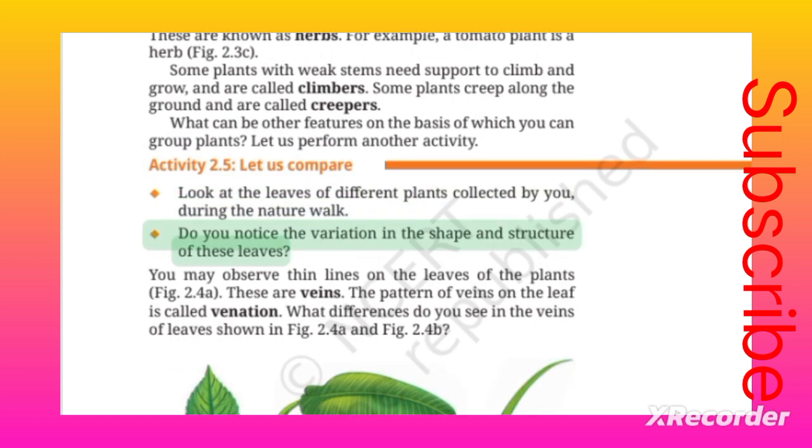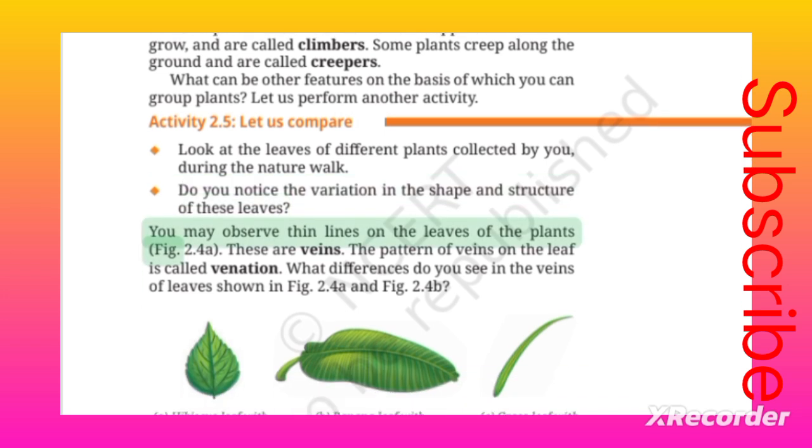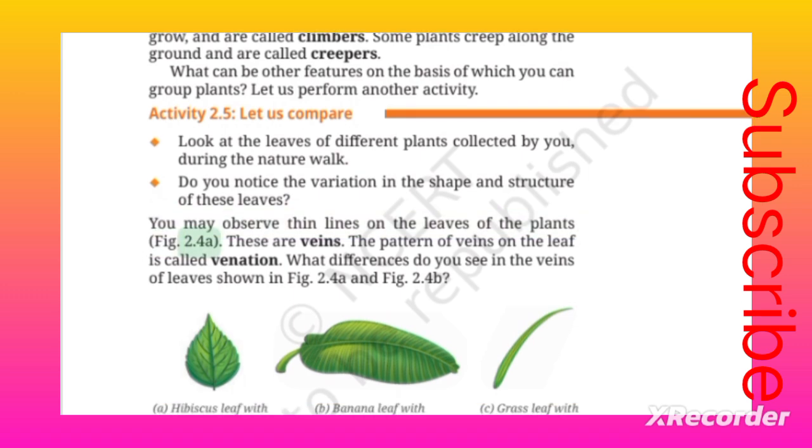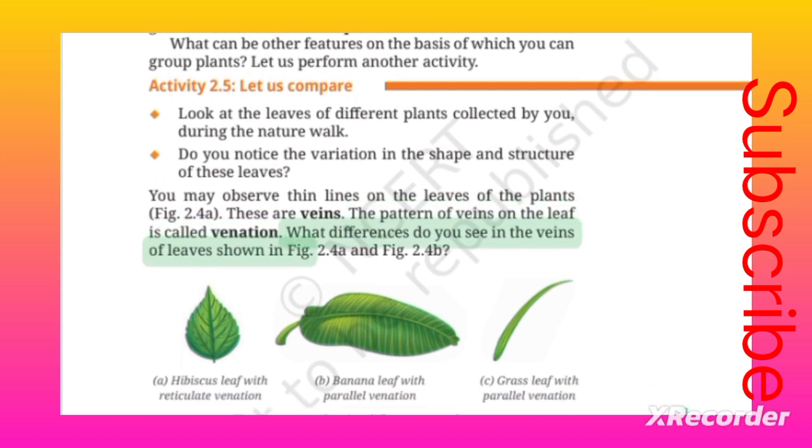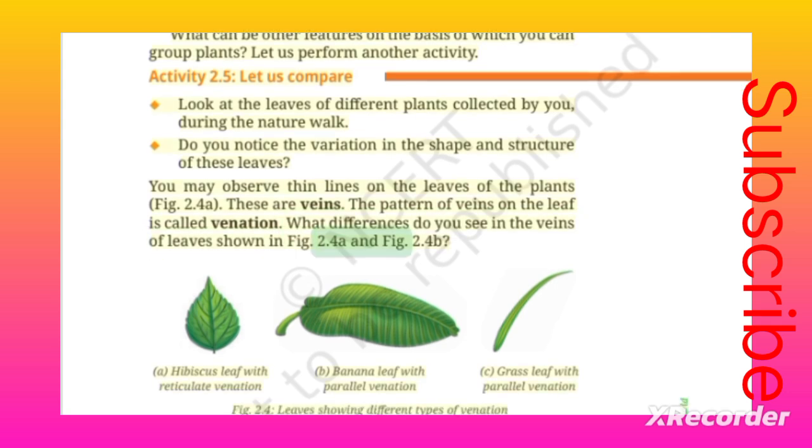Do you notice the variation in the shape and structure of these leaves? You may observe thin lines on the leaves of the plant in Fig. 2.4a. These are veins. The pattern of veins on the leaf is called venation. What differences do you see in the veins of leaves shown in Fig. 2.4a and Fig. 2.4b?